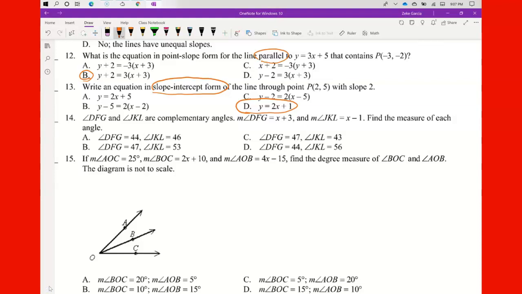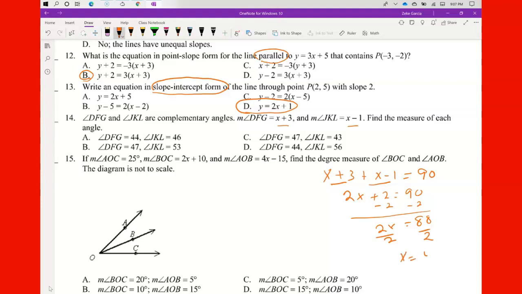Angle DFG and angle JKL are complementary angles. So these two angles are complementary. So that means that x plus 3 plus x minus 1 equals 90. Complementary means that the sum is equal to 90. So you have 2x plus 2 equals 90. Minus 2, minus 2. So you have 88 is equal to 2x, divided by 2. So x is equal to 44.